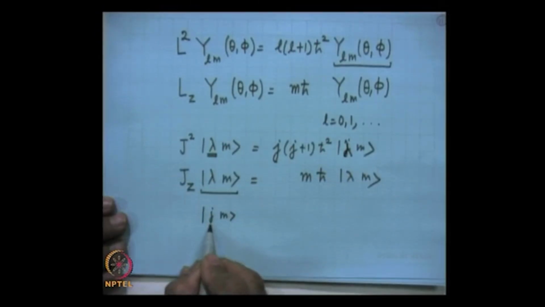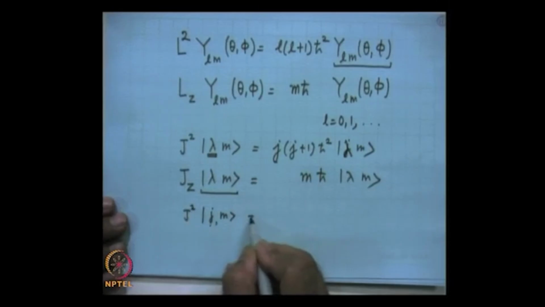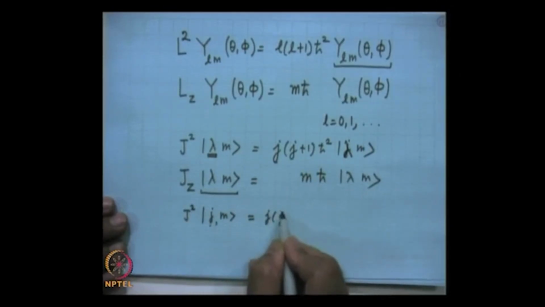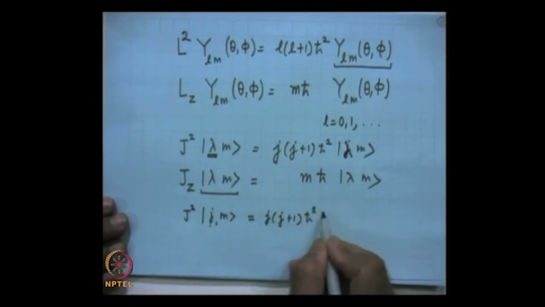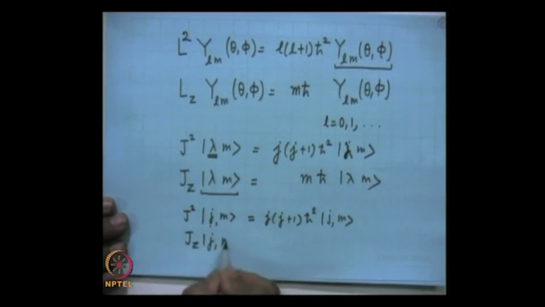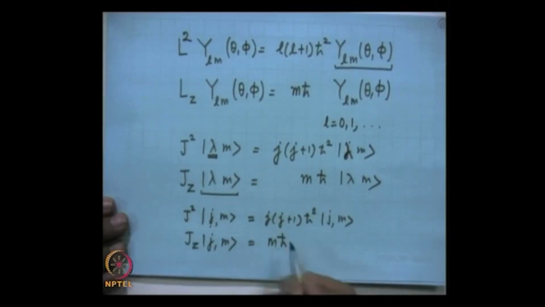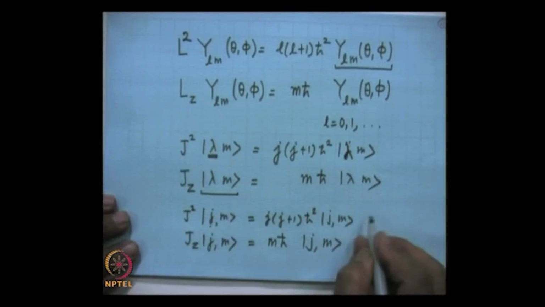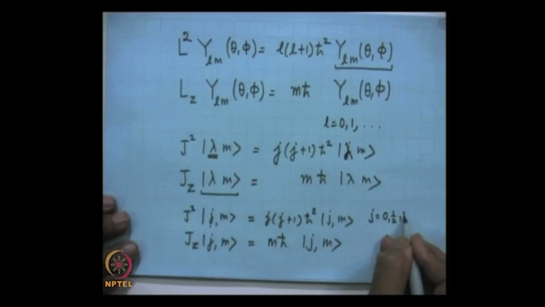This is not the eigenvalue. The eigenvalue is really lambda, but the convention is J square ket Jm is equal to j into j plus 1 h cross square ket Jm, and Jz ket Jm is equal to m h cross ket Jm. The values of j that we can take are 0, half, 1, 3 by 2, etc. And m can take values from minus j to plus j.